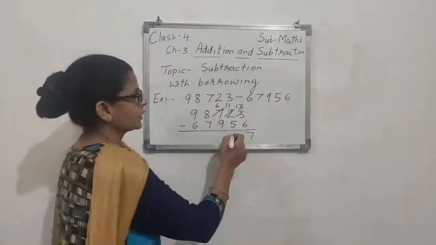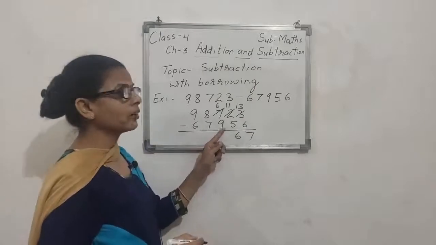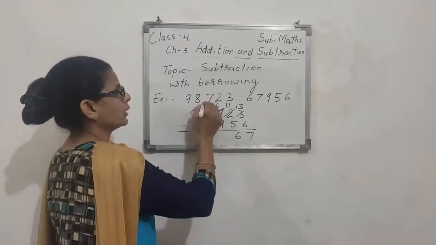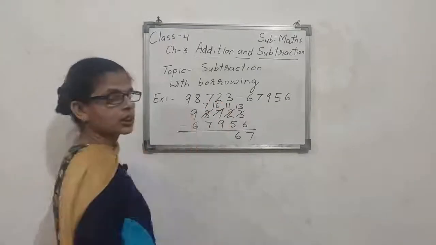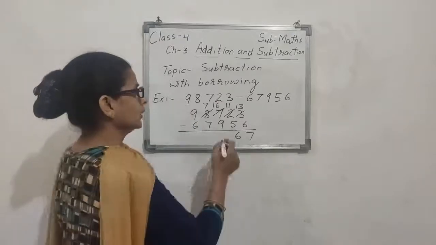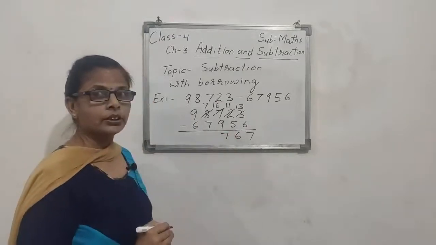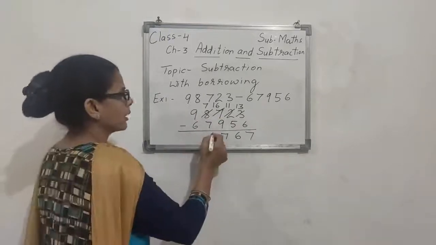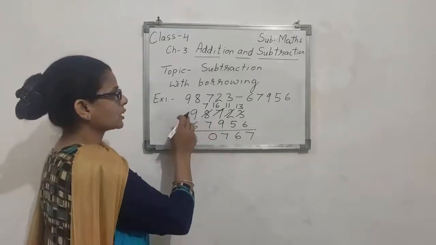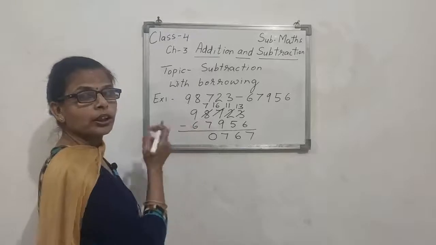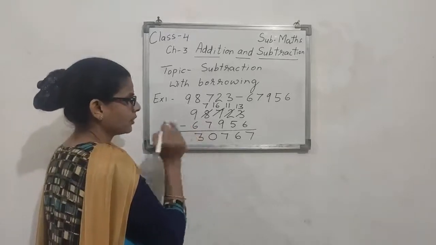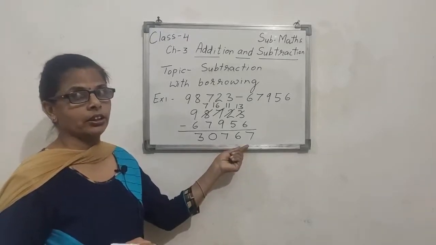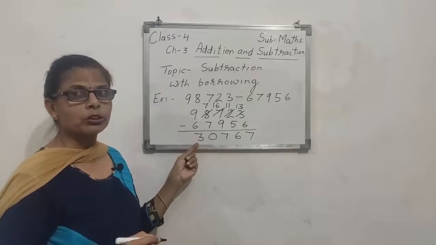11 minus 5, 6. Now can we subtract 9 from 6? No, because 9 is bigger and 6 is smaller. Borrow from the thousand place. It will become 7 and this will become 16. 16 minus 9 is 7, right? So now can we subtract 7 from 7? Yes. 7 minus 7 is 0. Can we subtract 6 from 9? Yes, because 6 is smaller, 9 is bigger. 9 minus 6 is 3. So the difference is 30,767. These are the questions with borrowing.